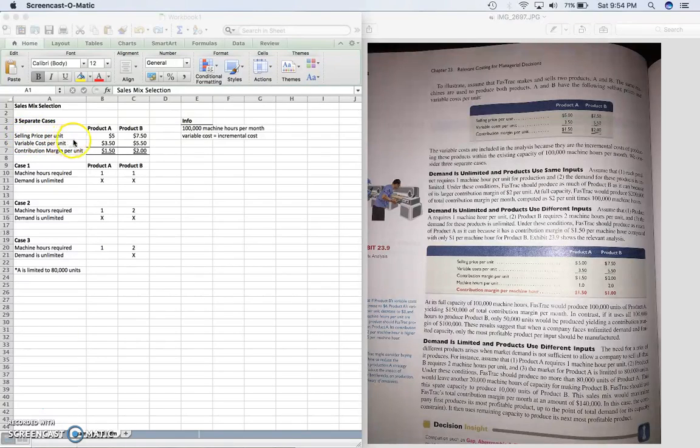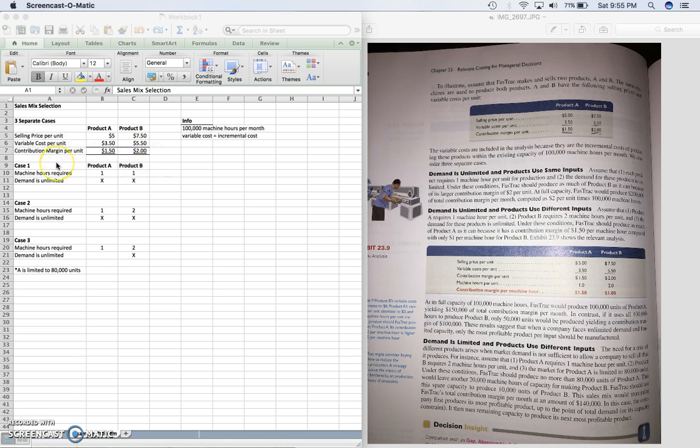The selling price per unit for Fast Track is $5 for product A and $7.50 for product B. The variable cost per unit for A is $3.50 and for B it is $5.50. The way to find contribution margin is to take the price and subtract the cost. So contribution margin for product A is $1.50, and for product B it's $2.